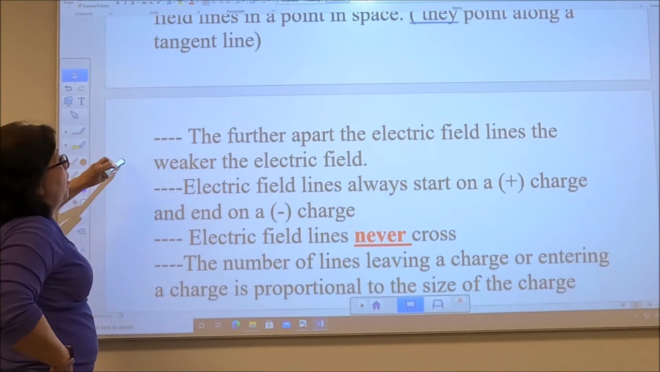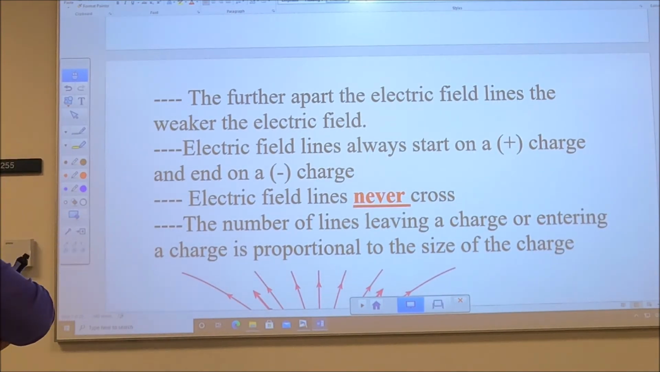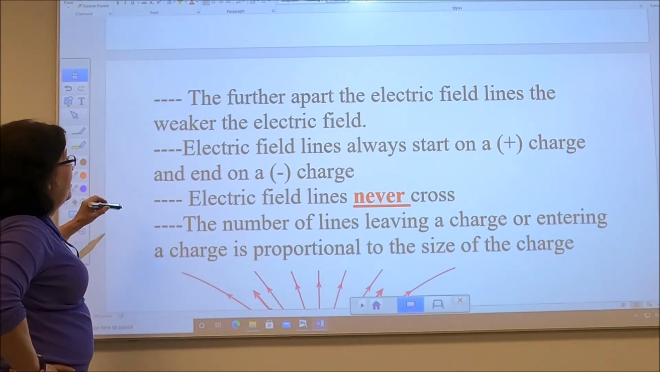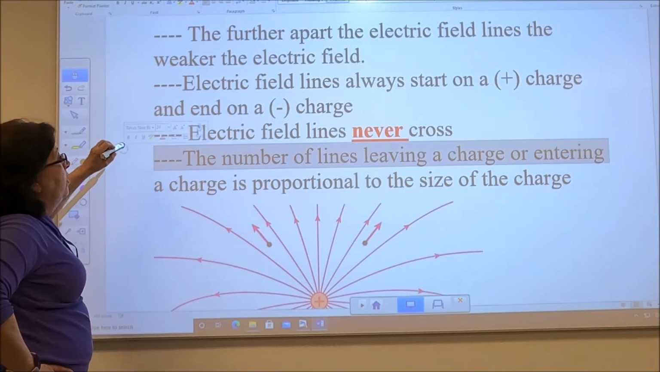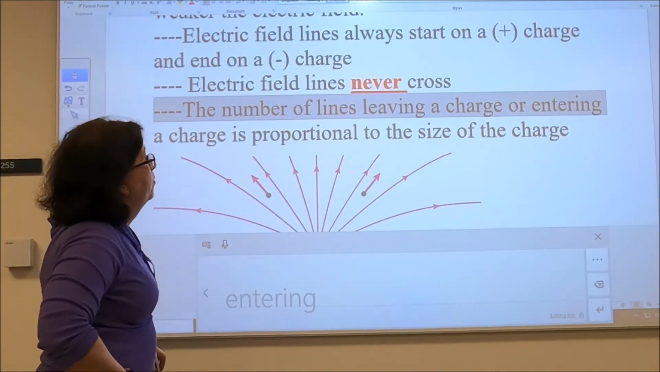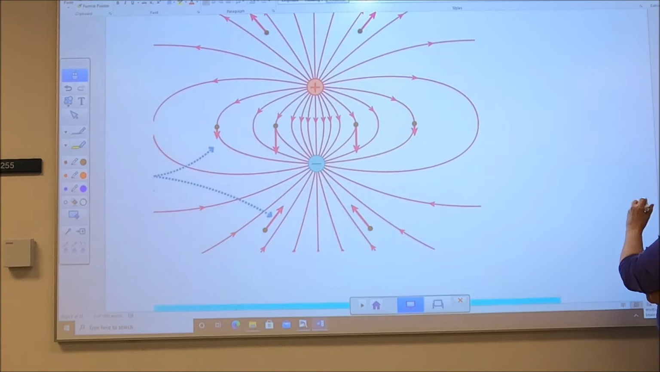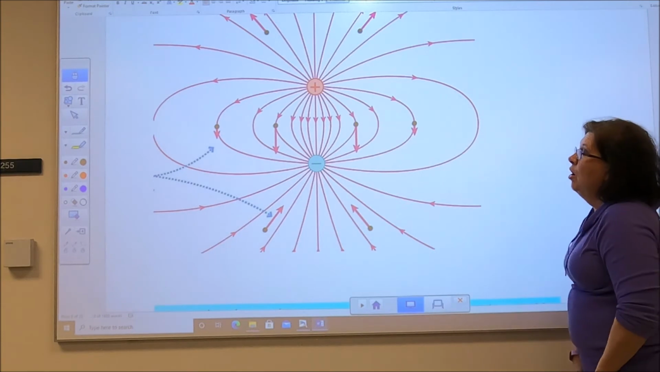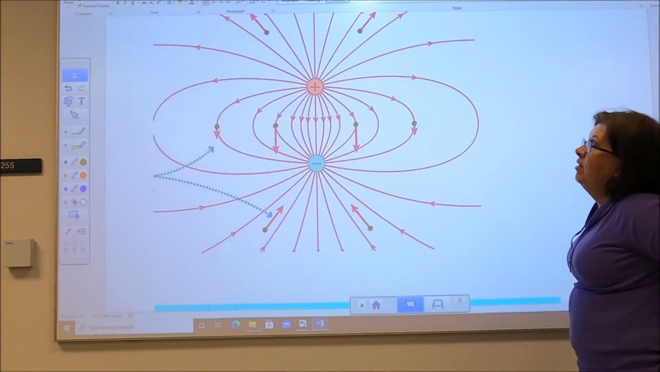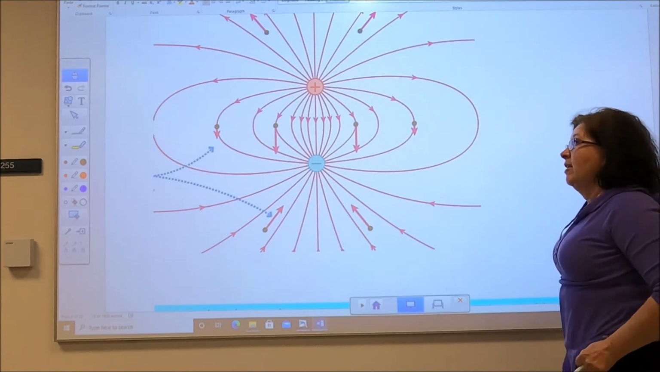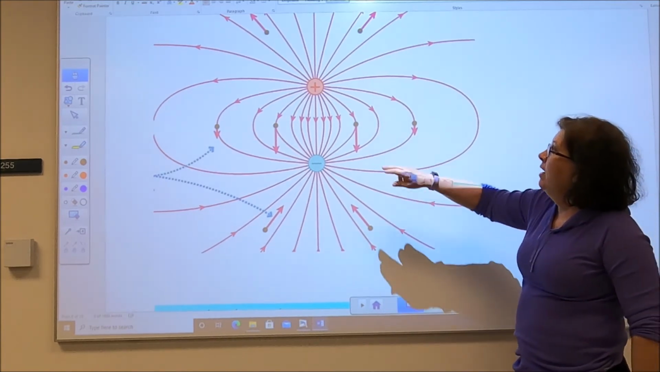Okay? The further apart electric field lines are, the weaker the electric field. Electric field lines always start at a positive charge and always end at a negative charge. Electric field lines never cross. The number of lines leaving a charge or entering a charge are proportional to the size of the charge. So here's an example of electric field lines around a dipole. Notice that there are as many field lines leaving the positive charge as there are entering the negative charge.